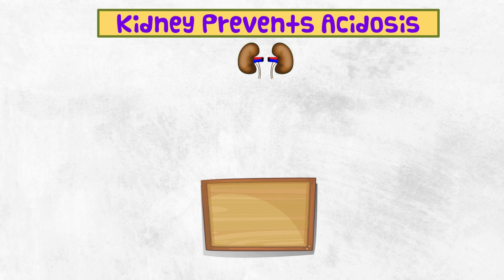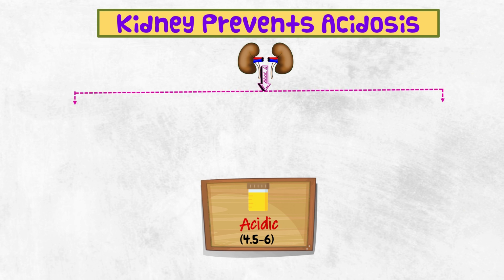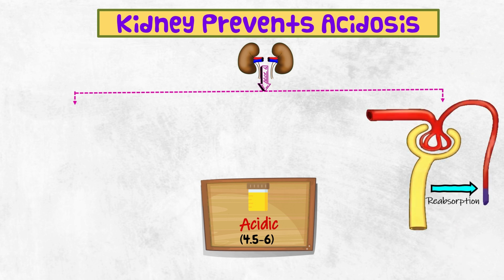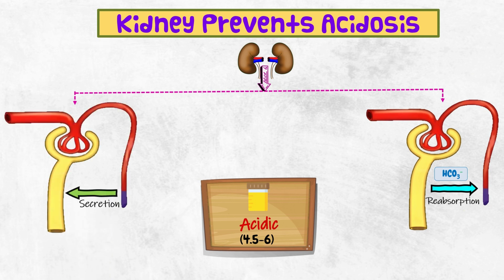Normally, urine is acidic in nature, with a pH of 4.5 to 6. Metabolic activities in the body produce large quantity of acids with lot of hydrogen ions, which threaten to push the body towards acidosis. However, kidneys prevent this in two ways. One, by reabsorption of bicarbonate ions, and other, by secretion of hydrogen ions.